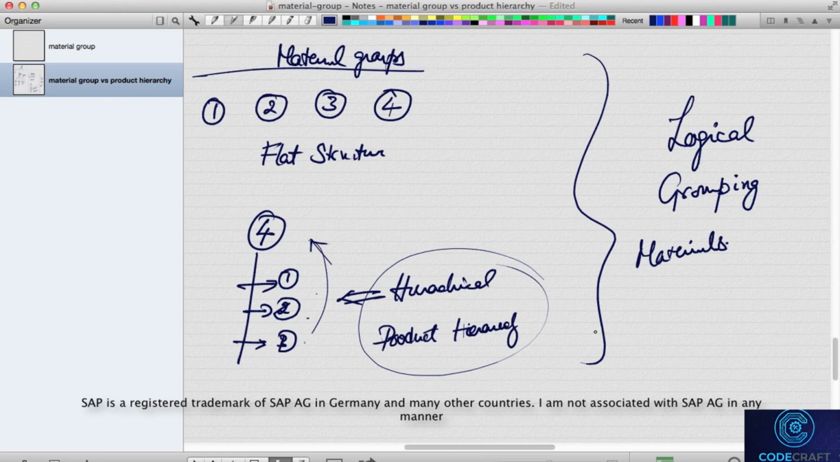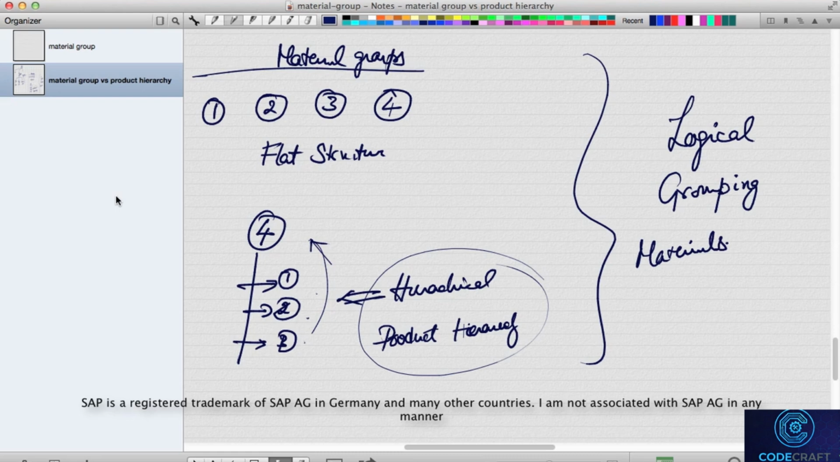So it's a more intuitive and a natural way to group these products together that would result in much better business decisions when you put things in a hierarchy. Whereas a material group, on the other hand, is flat. There is no relationship between one material group and the other, and if there is any, you would have to explicitly specify it in your coding or report.